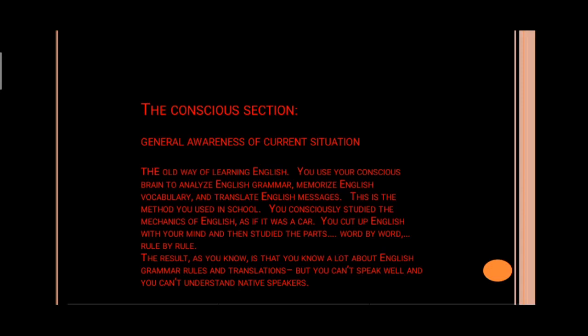The conscious section of the brain: general awareness of the current situation. It's also called the old way of learning English. You use your conscious brain to analyze English grammar, memorize English vocabulary, and translate English messages. This is the method you used in school. You consciously studied the mechanics of English as if it was a car. You cut up English with your mind and then studied the parts word by word, rule by rule. The result, as you know, is that you know a lot about English grammar, rules, and translations, but you can't speak well and you can't understand native speakers.